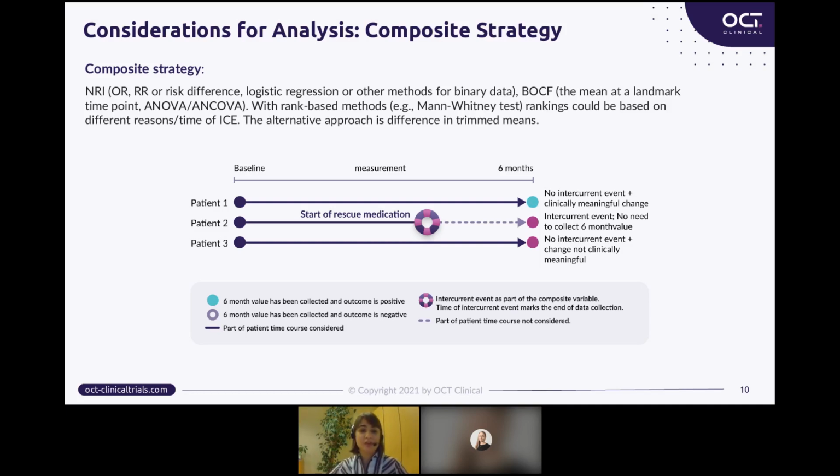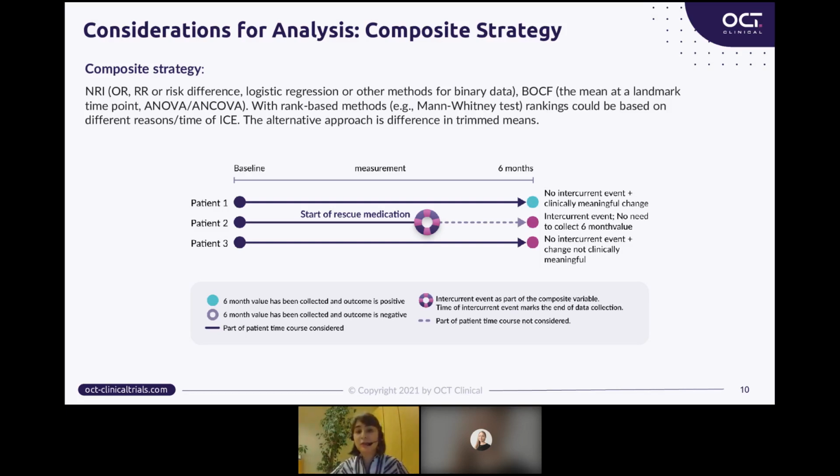It is also possible to assign different rankings to intercurrent events based, for example, on the time or reason of occurrence. Worse ratings can be assigned to treatment discontinuations due to death, followed by lack of efficacy, followed by adverse events. Within each category, early events can be assigned worse ratings. After replacing data with ranks, a non-parametric test such as Wilcoxon rank sum test can be applied.